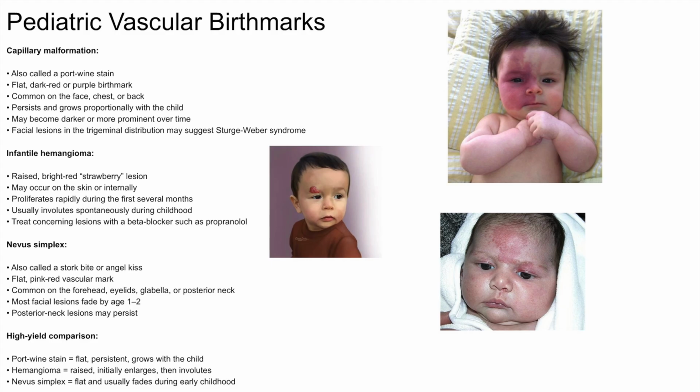and glaucoma. An infantile hemangioma is a raised bright red strawberry lesion that may be subtle or absent at birth, enlarges rapidly during the first months, and then usually involutes during childhood. Most only require observation, but hemangiomas threatening vision, breathing, feeding, or permanent disfiguration are treated with propranolol.